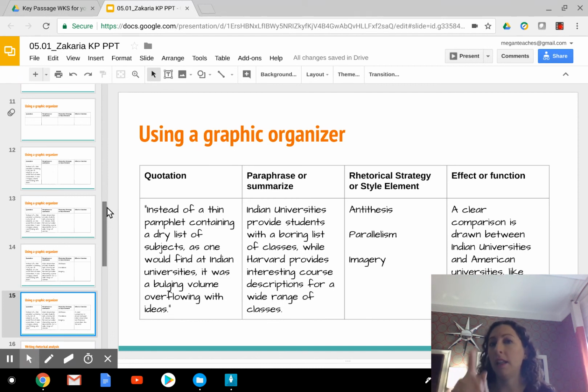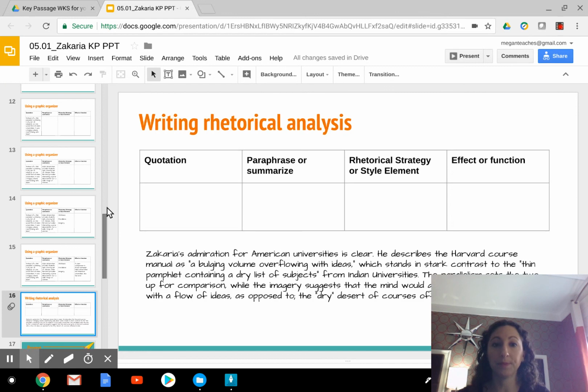Now the next step is where I really want to get at the function of these strategies and this quotation. I'm going to take this information and put it into what I call an analysis nugget. It's two to three sentences where I incorporate all of this information and make sure that I connect it to the function. So here's what I wrote. "Zakaria's admiration for American universities is clear. He describes the Harvard course manual as a bulging volume overflowing with ideas, which stands in stark contrast to the thin pamphlet containing a dry list of subjects from Indian universities. The parallelism sets the two up for comparison, while the imagery suggests that the mind would grow at Harvard, watered with a flow of ideas, as opposed to the dry desert of courses offered in India."